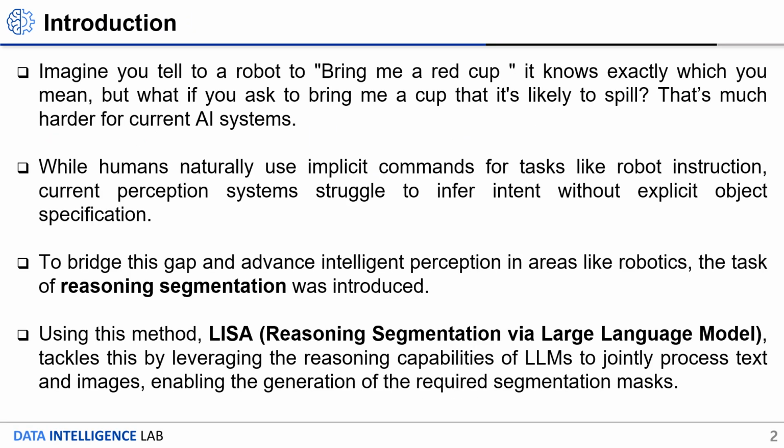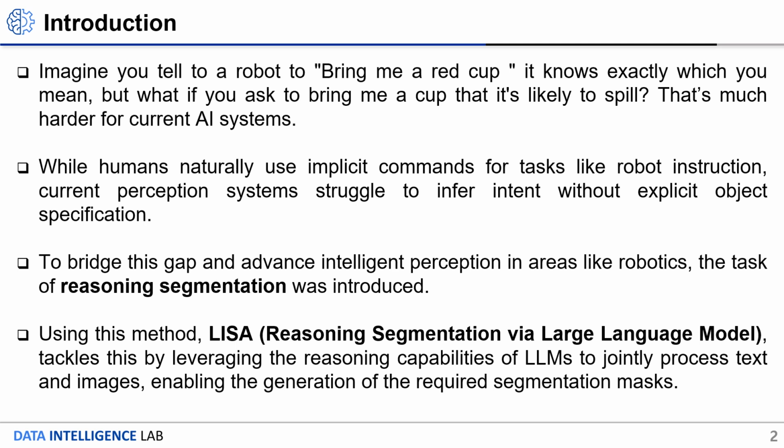Introduction. So think about how we naturally give instructions. If you tell a robot, bring me the red cup, it usually knows exactly what you mean. But what if you ask it to bring me the cup that's likely to spill? That's much harder for current AI systems.